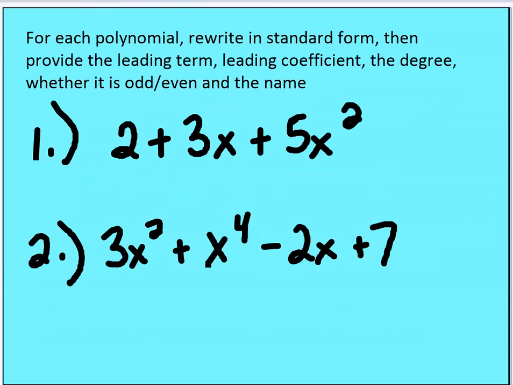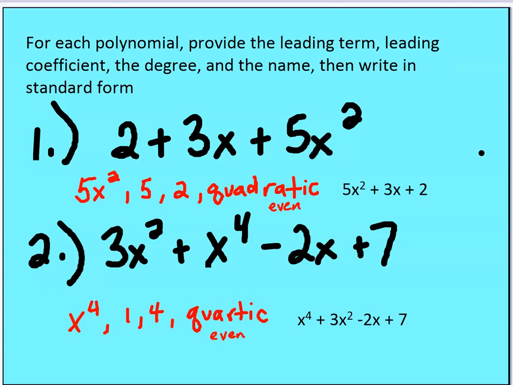Okay, so this is going to be classwork, not classwork for you, but work along with me. For each polynomial, rewrite in standard form, then provide the leading term, leading coefficient, the degree, whether it's odd or even degree, not function. We need to clarify. Pre-calculus, we'll talk about odd or even functions. So odd or even degree doesn't necessarily mean odd or even function. Don't worry about it for now. We're just talking about odd or even degree. So pause here and see if you can come up with the answer. I'm going to give you the answer now.